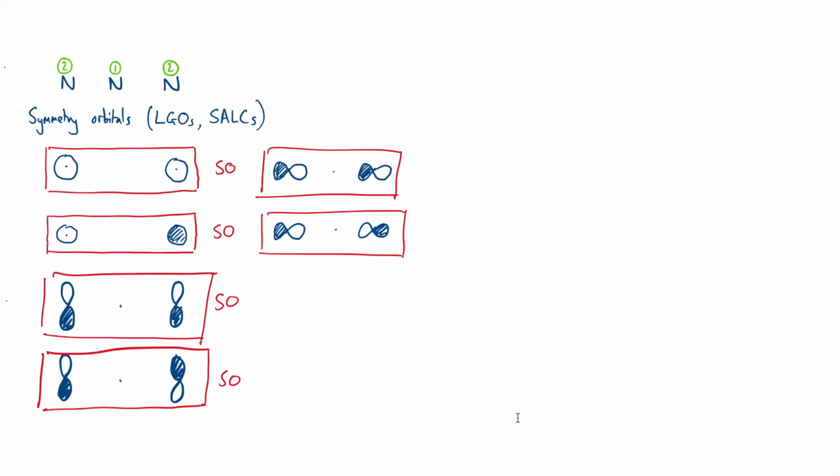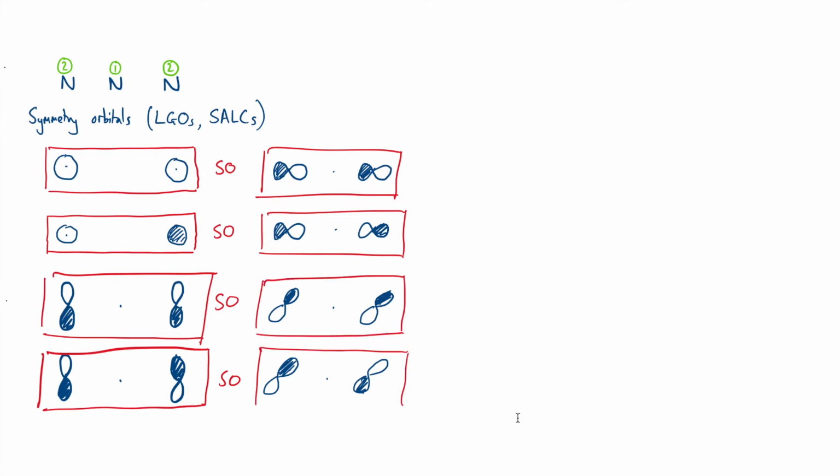Finally, there are a couple that point in and out of the plane of the paper. So we're going to group those two together, one on each end, in phase, and again define a final symmetry orbital as the out-of-phase combination. So that's two more, and in total we'll have 8 symmetry orbitals based on nitrogen atom 2.